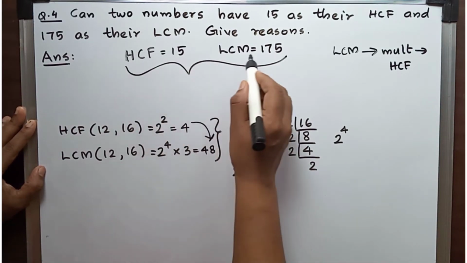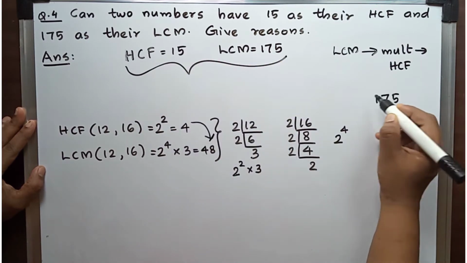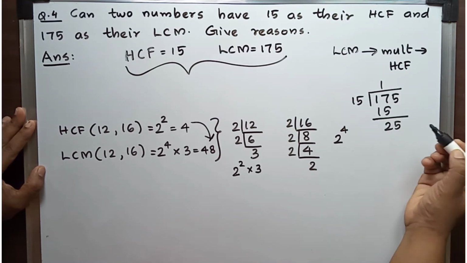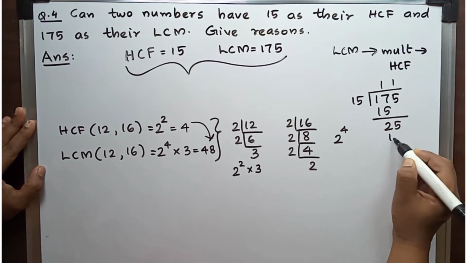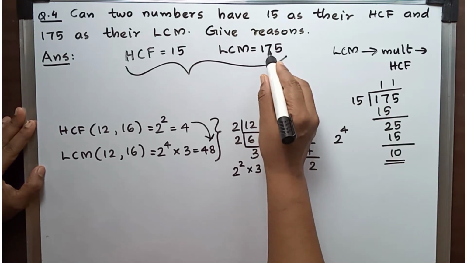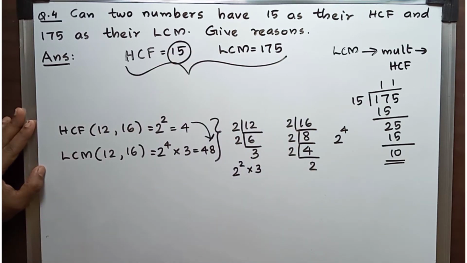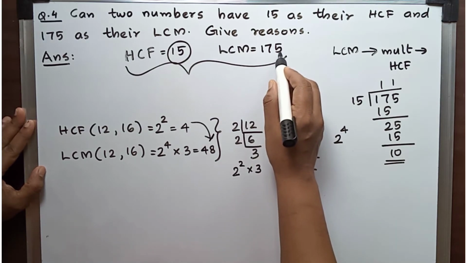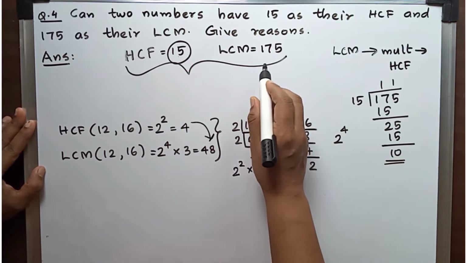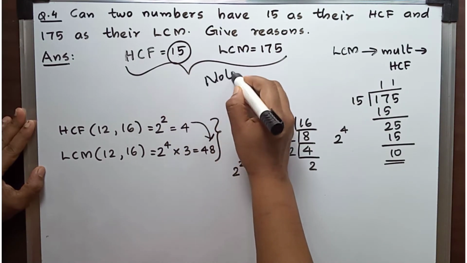So let us check it here. Let us divide 175 by 15. 175 divided by 15, see here, 25 comes as the remainder, then again one time. See, a remainder exists. That means this LCM given in the question is not a multiple of this HCF given in the question. Understood? LCM should always be a multiple of HCF. See, that relationship does not hold here properly. That means this could not happen. It is not possible. That is the answer.